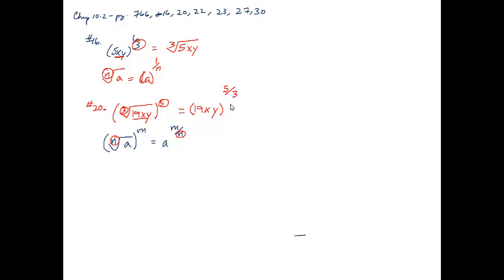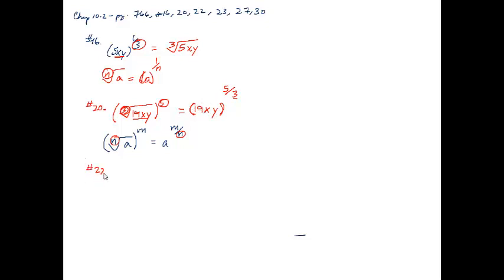because it's all of this being raised to the 5/3 power. So again, let's do that again. 3 is the root, so it is at the bottom of the fraction. 19xy is inside the radical, so it's inside the parentheses, which means automatically 5 is going to go on the top. So it's 19xy all raised to the 5/3 power.